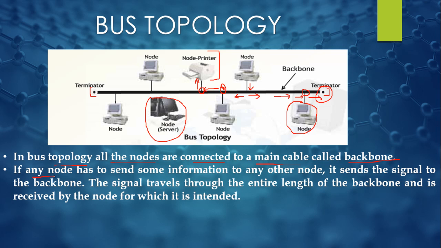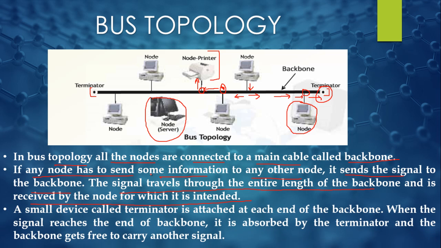If any node has to send some information, suppose this system has to send some information to any other node, it sends the signal to the backbone. The signal travels through the entire length of the backbone and it is received by the node for which it is intended. So the signal given by this system to the backbone cable travels through the entire cable and reaches its destination.